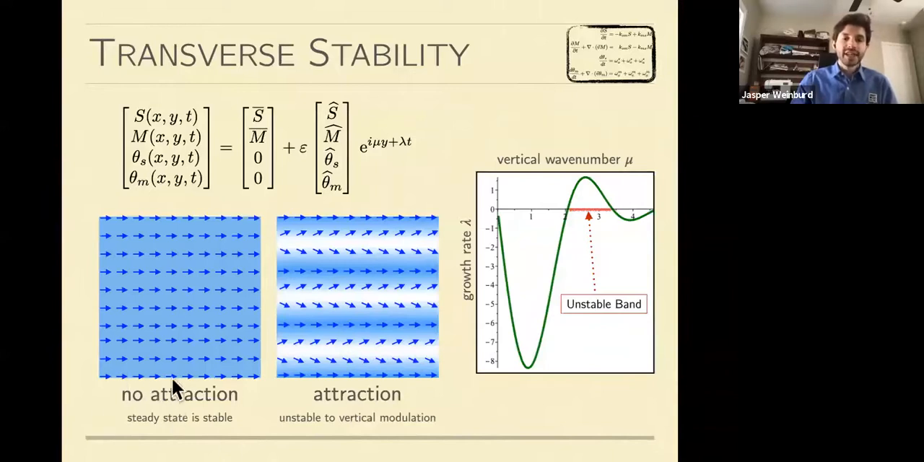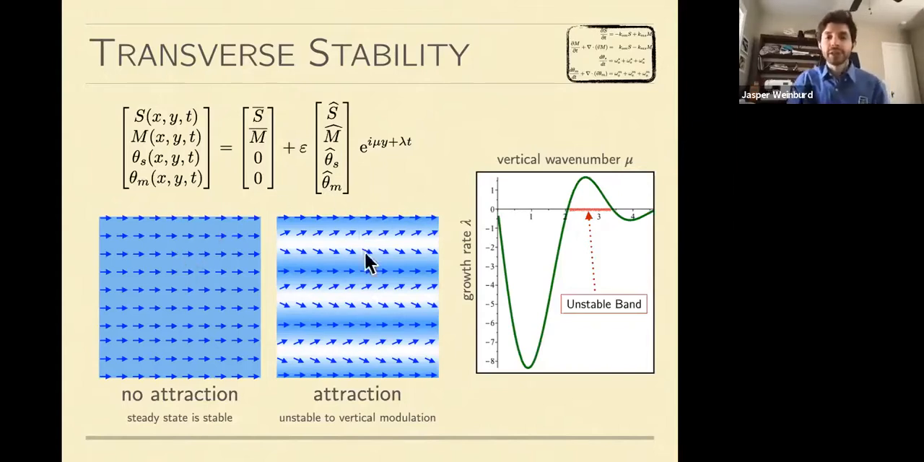So what you see on the left, once you compute these vertical wave numbers mu as a function of their growth rate, is that the steady state is stable if you take out that attraction term of the ODE or the PDE, the agent-based model. I'm sorry, in the integral PDE, the continuous model.